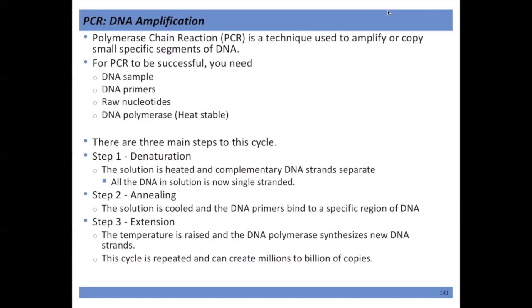So for PCR to be successful, you need a DNA sample, and that's going to be the one that you want to copy. And you don't need much of it. You could just need a few nanograms. In theory, actually, all you need is one sequence for this to work. And then you need DNA primers. These are going to be short sequences that hopefully have a pair, some matching point on the DNA sample that you're looking at. Then you need the raw nucleotides, and then you need a polymerase, one that's especially heat stable. And that's what's going to be important here.